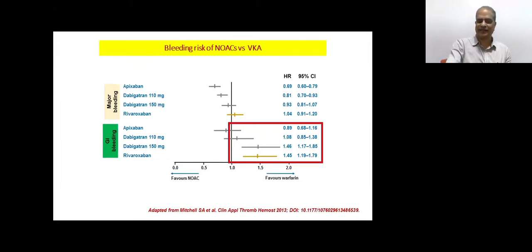If you ask anybody, they'll prefer to have a GI bleed than an intracranial bleed. So in that way, if you look at newer anticoagulants, they have an edge over warfarin, especially if you're using dabigatran at a lower dose, that is 110 BD. You have the same benefit as warfarin without much of the side effects, with a slightly increased risk of GI bleeding.